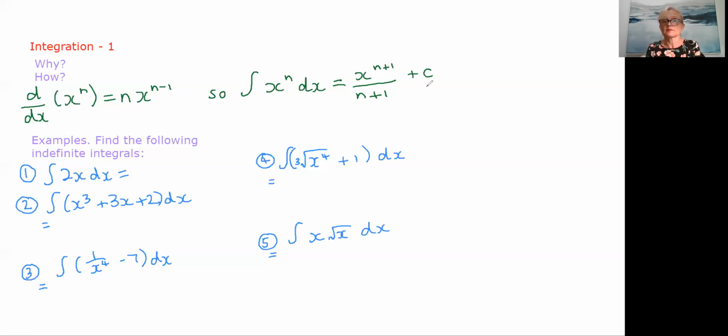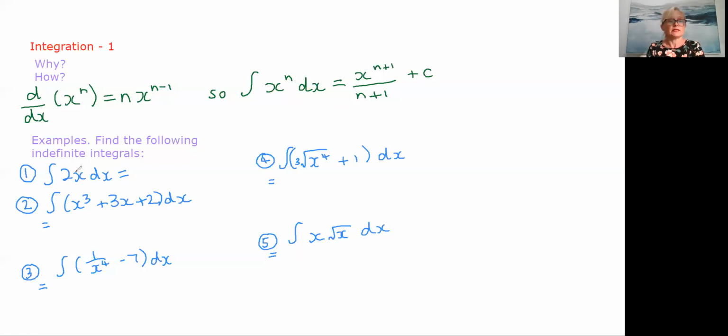What's this plus c business here for? Well, we might recall when we were differentiating that if you find the derivative of any constant number, you're always going to get 0. So once you're anti-differentiating, there is this constant term that will come in. Sometimes you'll be given information in the question that will enable you to actually calculate what that constant is. But for now, we'll leave it just as a plus c. Let's do some examples and see how we go.